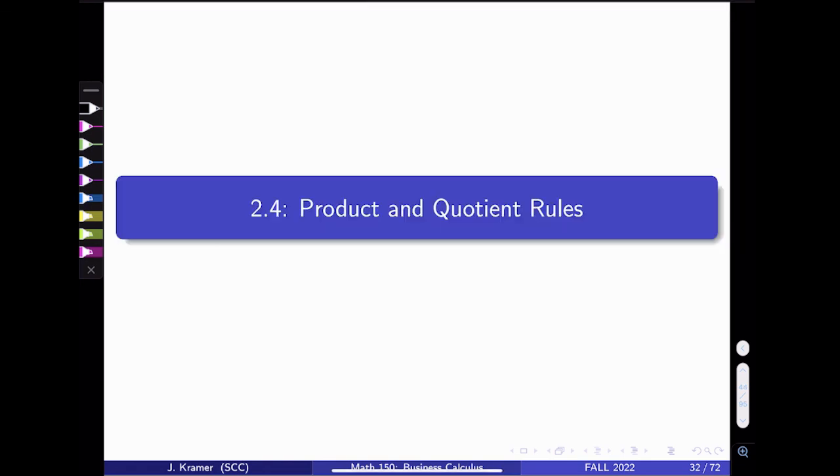In the next section, we'll discuss more derivative rules, this time for products and quotients.